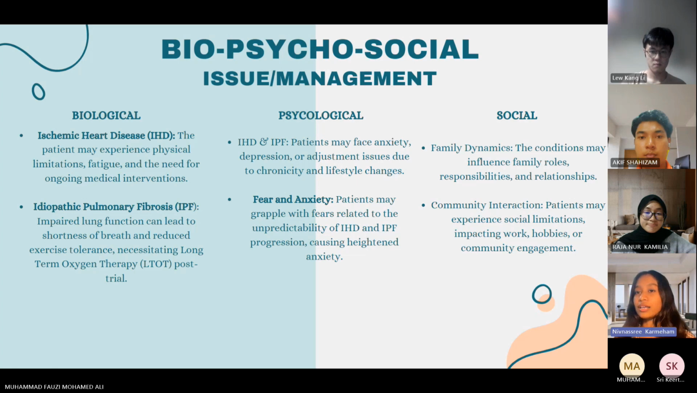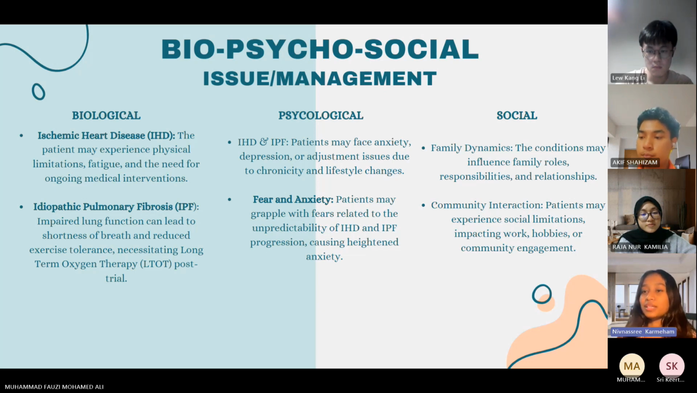So psychologically, what issues arise due to this patient's condition? First, arising from his IHD itself and his IPF, idiopathic pulmonary fibrosis, the patient may face anxiety, depression, and adjustment issues due to the chronicity and lifestyle changes. He may also have fear and anxiety because the patient may have grappled with fear related to the unpredictability of his condition, leading to heightened anxiety.